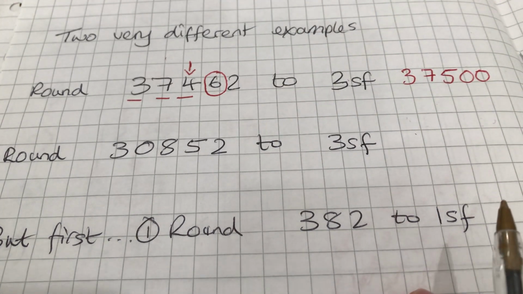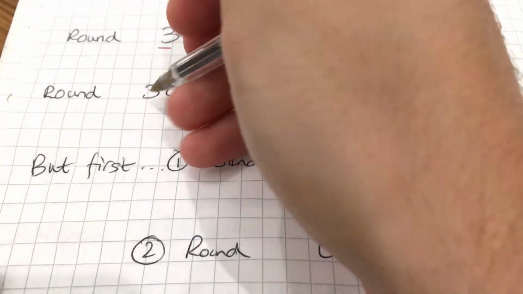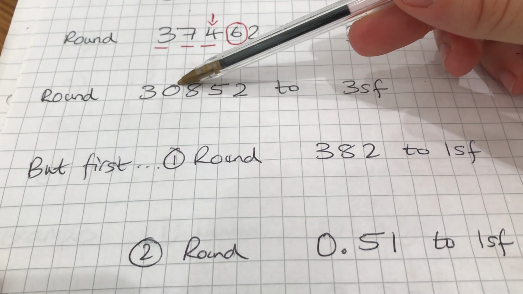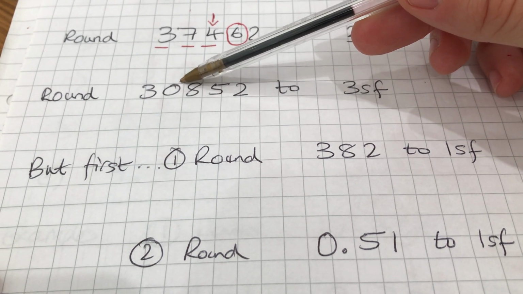I actually said it's very different examples. They're not, because some people think the 0 doesn't count, and at this stage you might be thinking, why on earth would you think that? And you'll see in a bit why people sometimes don't count the zeros. I'll show you in a second.